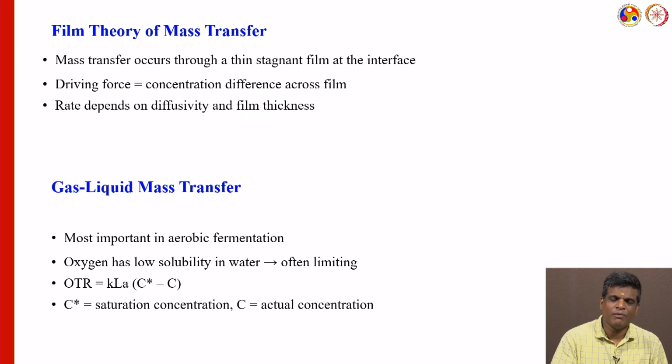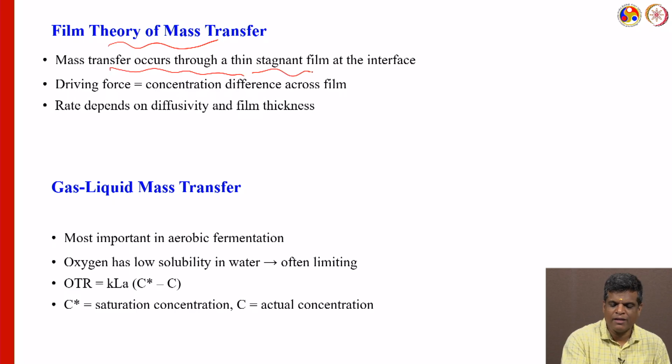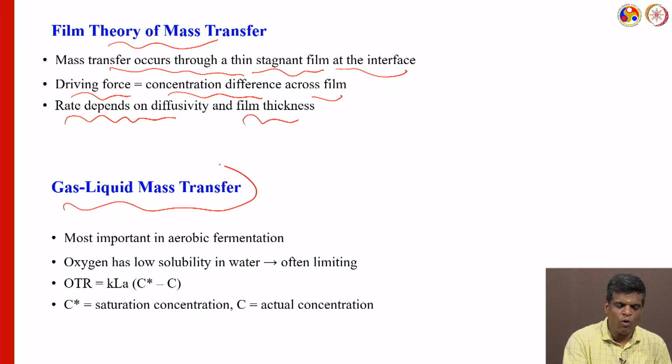So, just some basics: what is the film theory of mass transfer? The mass transfer occurs through a thin stagnant film at the interface. What is the driving force here? The driving force is the concentration difference across the film. The rate depends on the diffusivity and the thickness of the film. So, what is gas liquid mass transfer?